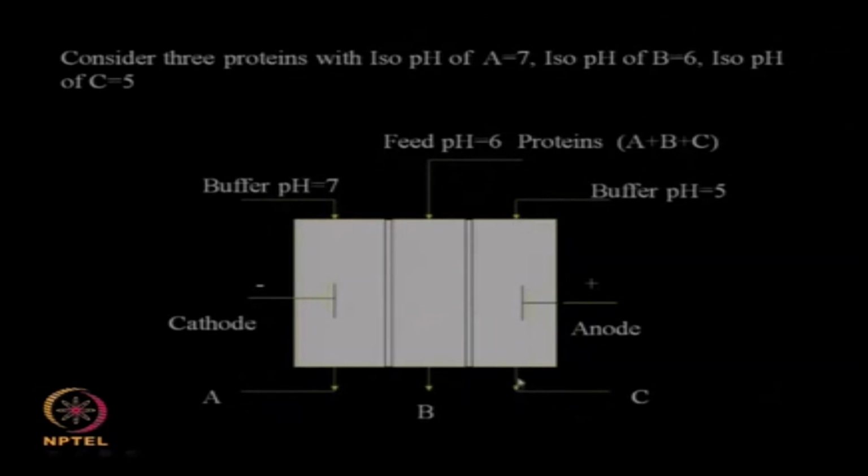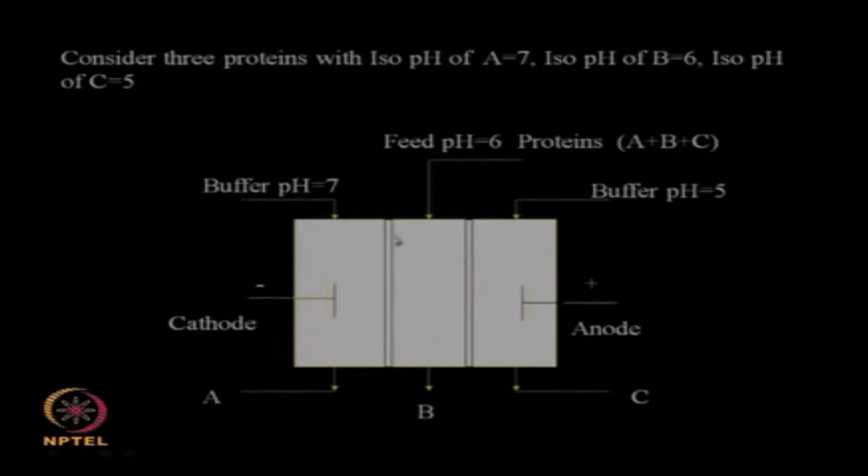But on the contrary, suppose I have another chamber where I am passing a buffer of pH equal to 5, and another chamber in which I am passing a buffer of pH equal to 7. The protein A will move to its isoelectric pH, and protein C will move to its isoelectric pH. So this chamber will be predominantly A, this chamber will be predominantly C, and this chamber will be predominantly B. So this type of separation based on isoelectric pH can also be achieved.